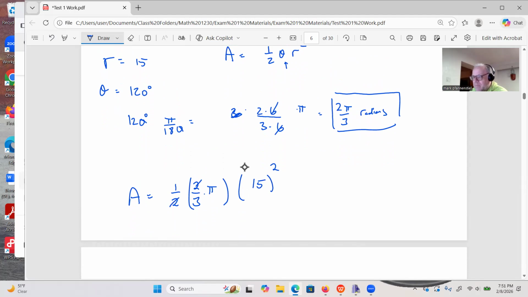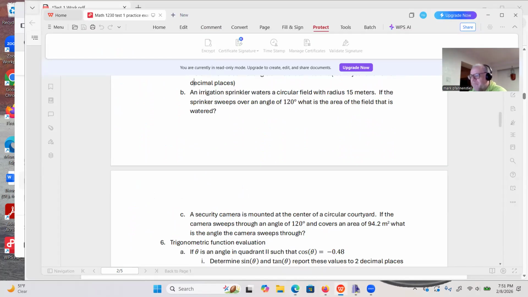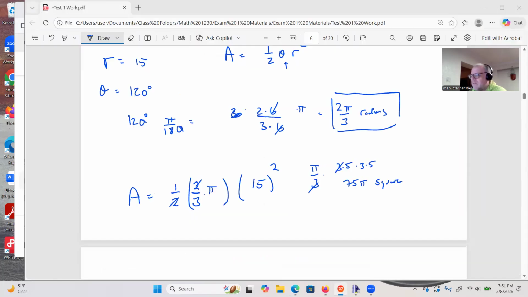So the 2's will cancel. So we've got pi over 3 times 5 times 3 times 5. That's 15 squared. This will cancel. So we've got 25 times 3. We've got 75 pi square units. What is this, meters? I think this was meters. So go ahead and take a look at that. 15 meters. So if this is 75 square meters, so 75 pi meters squared.